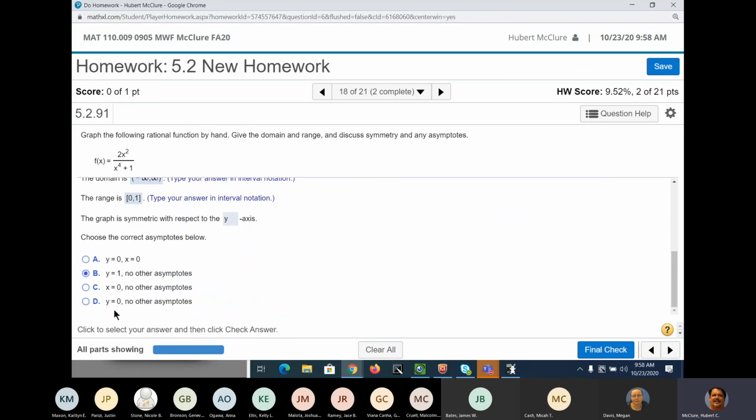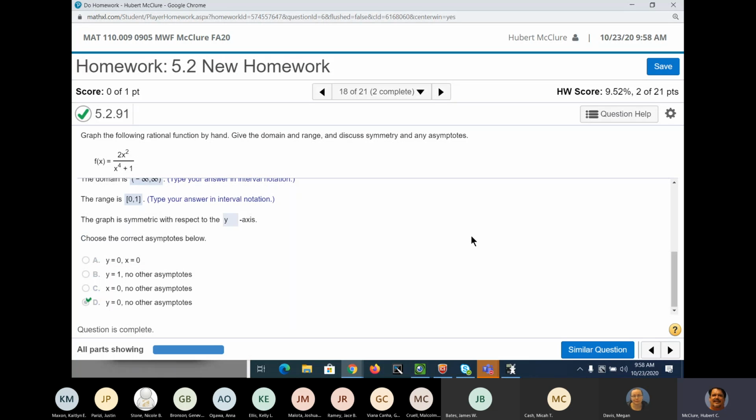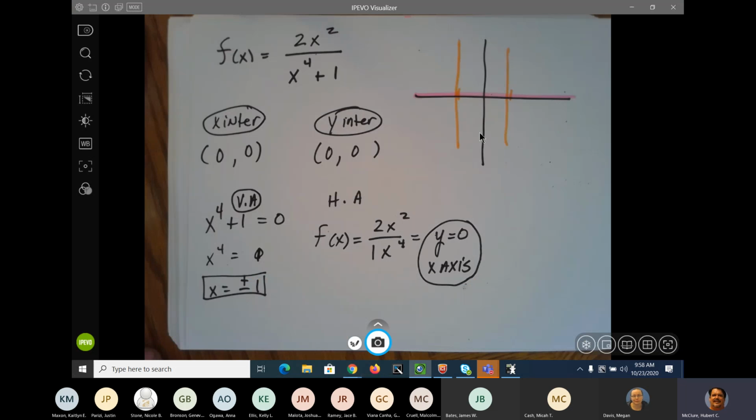Okay, y is equal to 0. And the reason there's no other asymptotes is because technically you can't get 0 in the denominator. That's why you don't have any vertical asymptotes. I did show them right here, but with the x squared, x to the 4th on the bottom, there is no way that you're ever going to get 0 in the denominator. No way. So that's kind of a false positive.